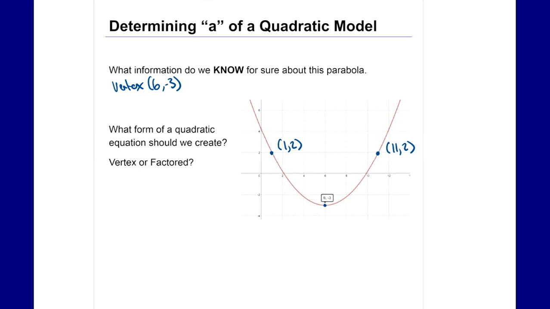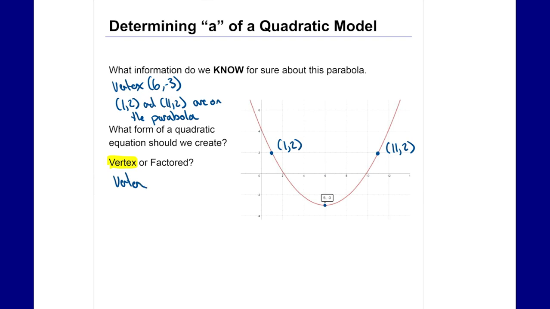So what information do we know for sure? Well, we know the vertex is 6, negative 3. And we also know that the points 1, 2 and 11, 2 are on the parabola. So based on the information that we have, what form of the quadratic equation should we create? If I want to come up with a model for this parabola, which form should I write it in? In this case, we're going to use the vertex form because we're given the vertex.